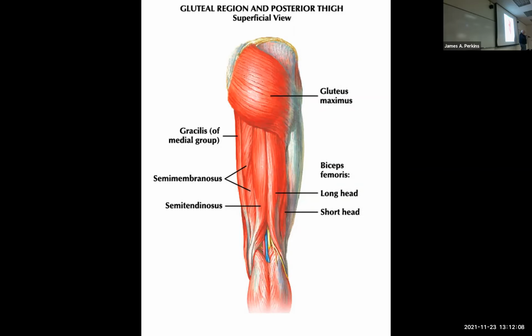So it's that tibial portion or tibial division of the sciatic nerve that's innervating semitendinosus, semimembranosus, and long head of biceps femoris, long head only. The short head of biceps femoris, not only does it have a very different origin, originating from the femur as opposed to the ischium, it also has a different innervation. The short head of biceps femoris is innervated by the common fibular division of sciatic, not the tibial division.